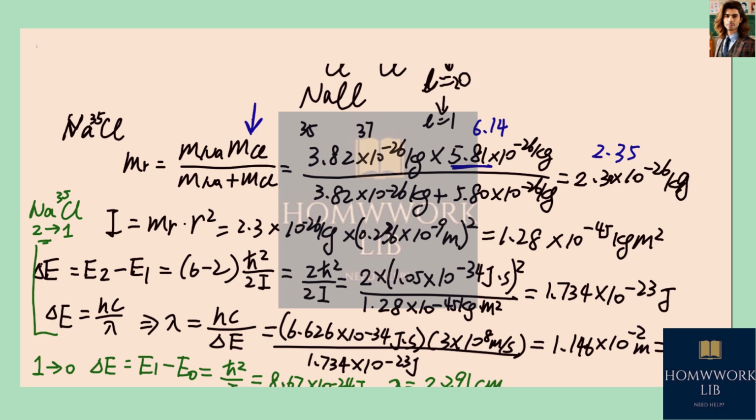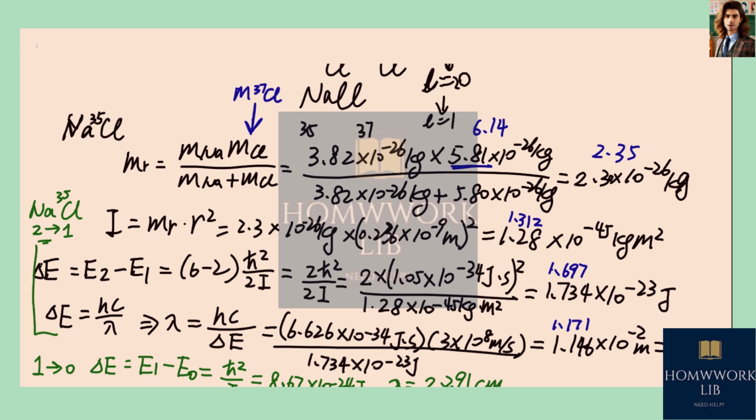So if you use 2.35 as the new mass, then the new moment of inertia you get will be 1.312. And similarly, when you follow the remaining steps, the energy you get will be 1.697 times 10 to the negative 23, and the wavelength you get will be 1.171 centimeter. So we can see that when the mass gets larger, the amount of energy actually gets smaller, so the wavelength gets longer. This is for chloride 37.